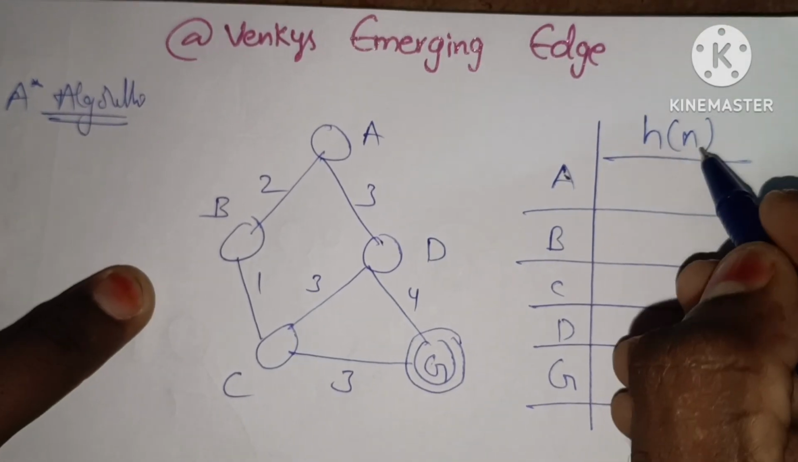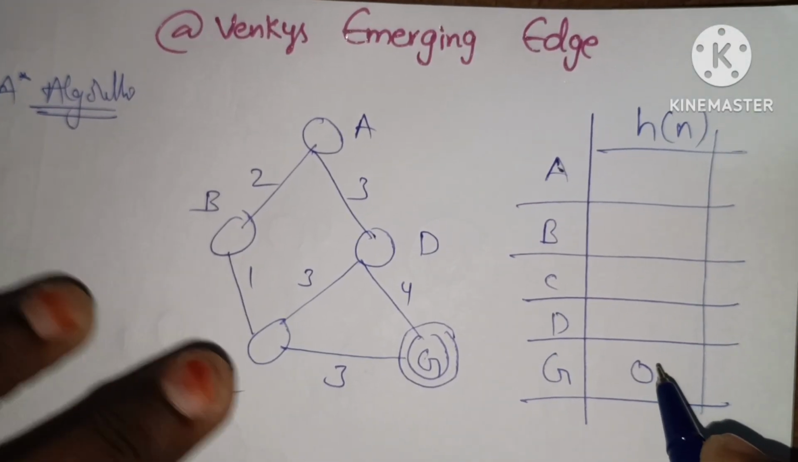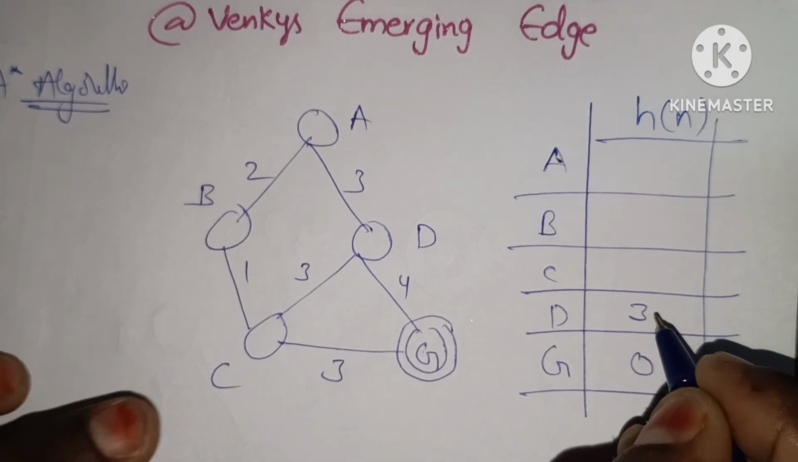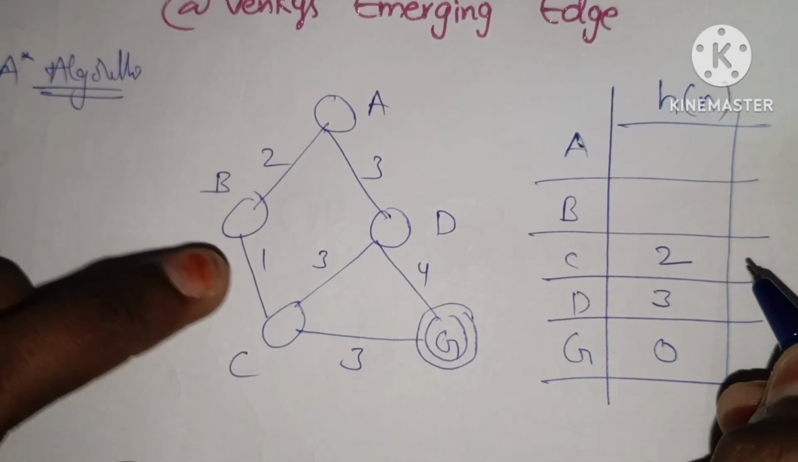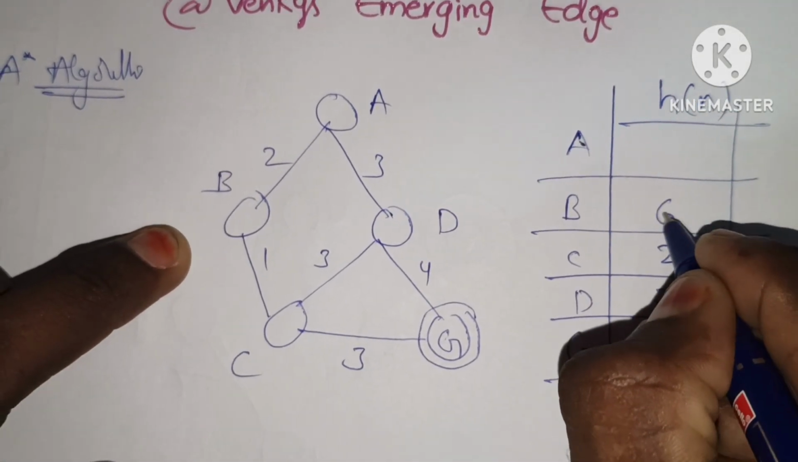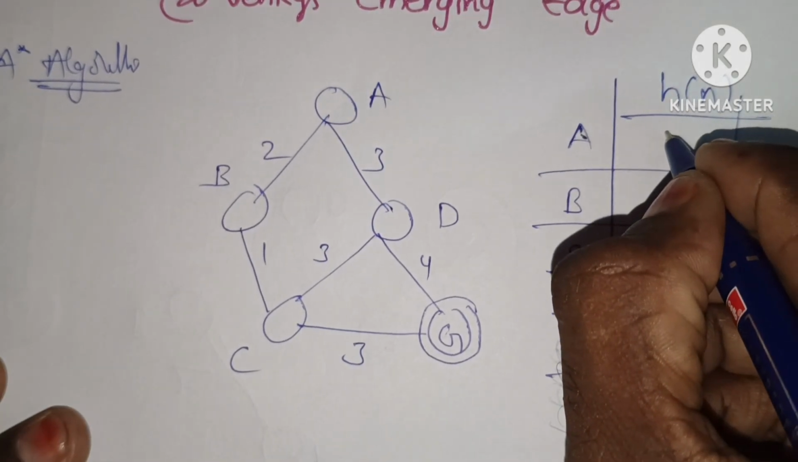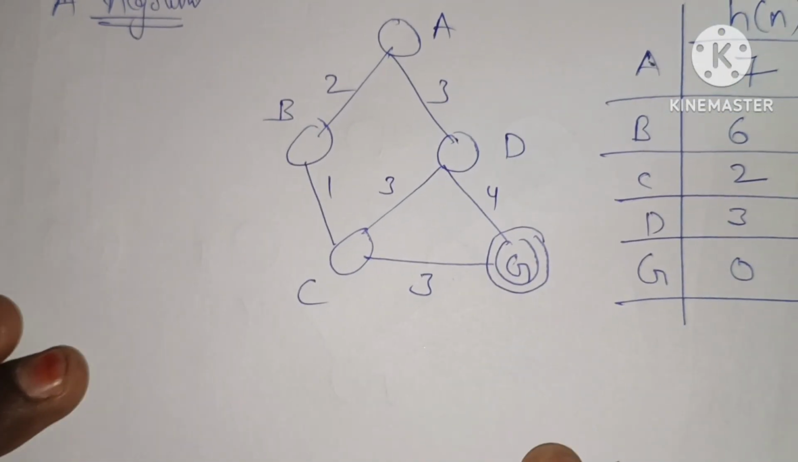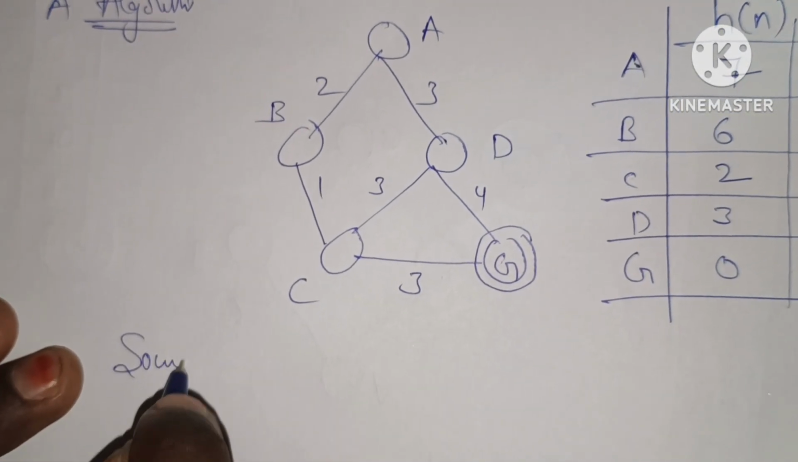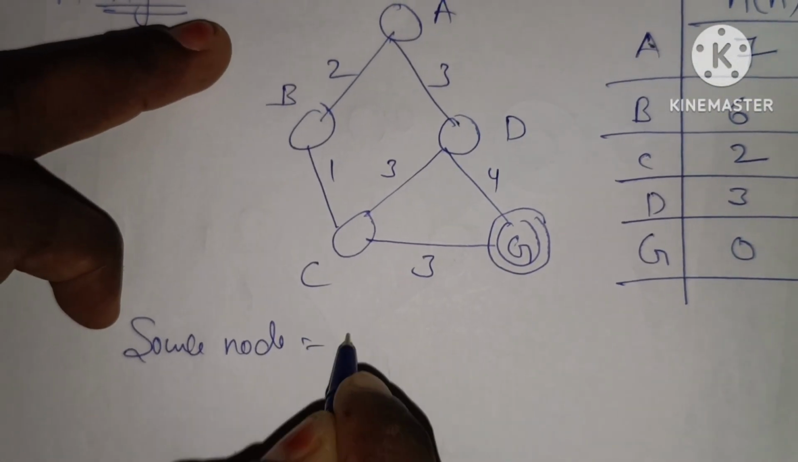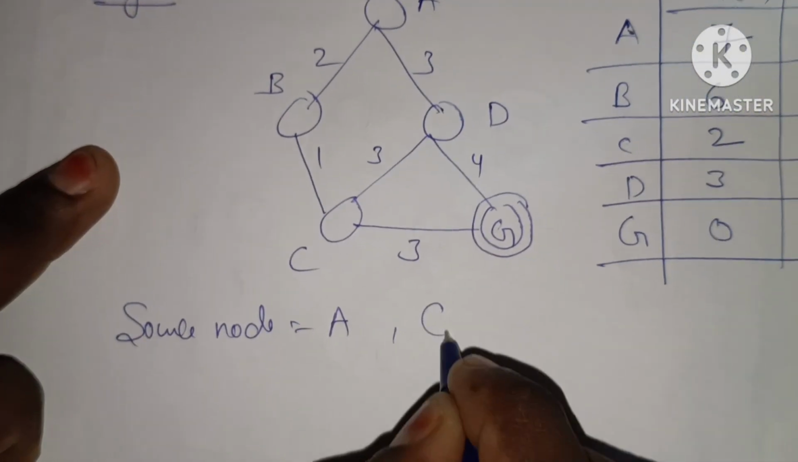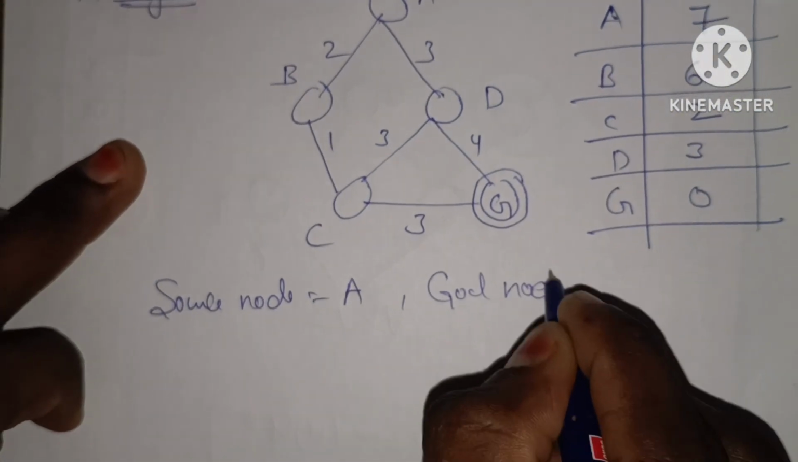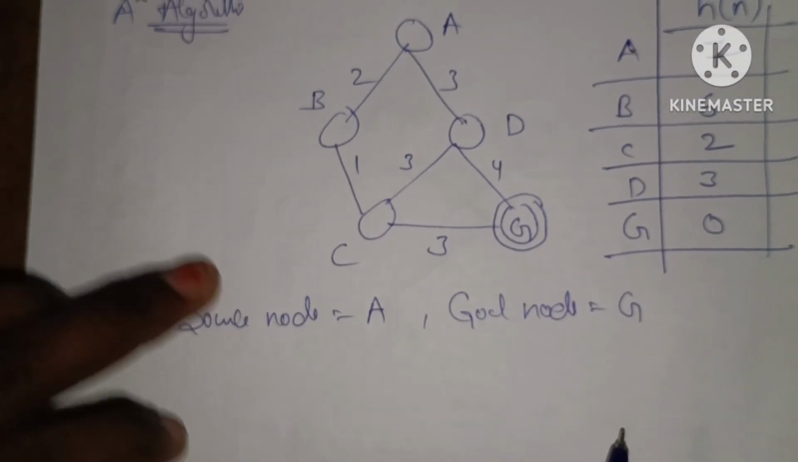For example, here the heuristic value of G is 0, D is given 3, C is given 2, B is given 6, A is far away, that's given 7. Is it clear? Here source node A, goal node G. So we need to apply the A star algorithm.